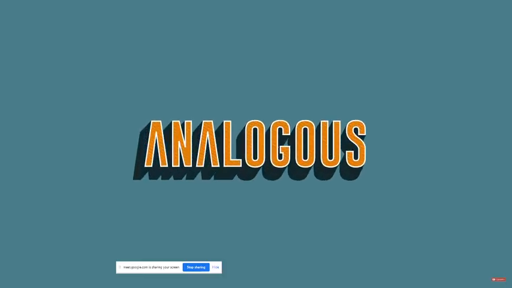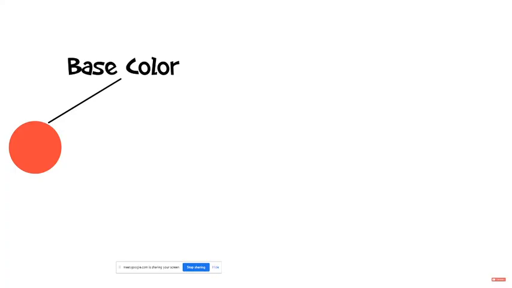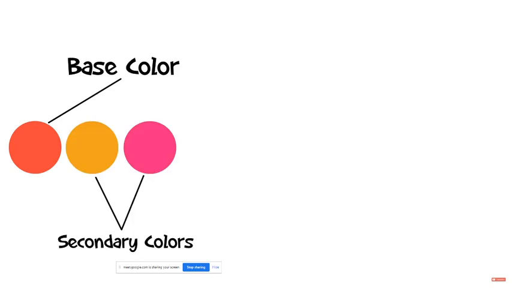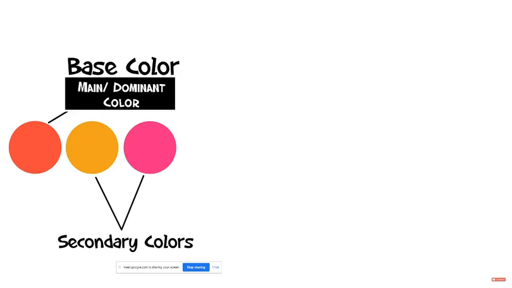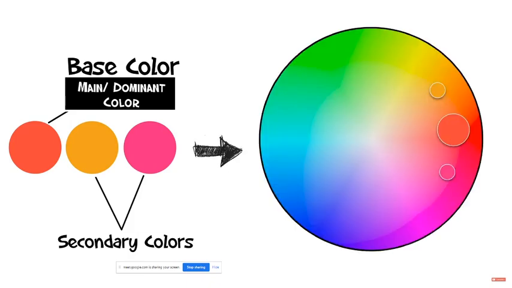Next up, we have analogous. So this scheme uses one base color and two secondary colors, just like split complementary. The base color is usually used as the main shade in the artwork, just like split complementary. But the main difference here is that the three colors are positioned closer together, which makes this color scheme either all warm or all cool based on that initial color that you choose.